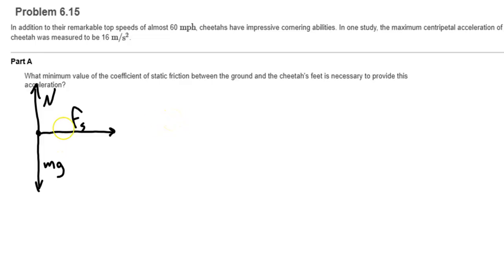Now, if you think about this, level surface, normal force, gravity, they're going to balance out, so those will not contribute to the net force. However, the static friction force will contribute to the net force. And since this cheetah is going around a curve, and the only kind of circular motion we know how to calculate is uniform circular motion, we're just going to assume that it's undergoing uniform circular motion.